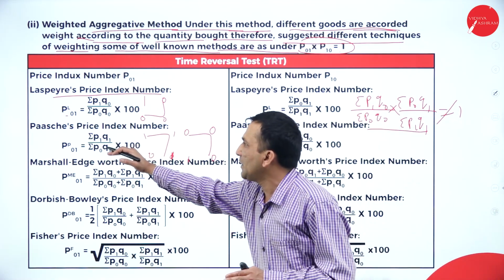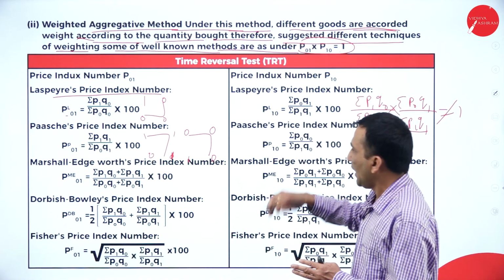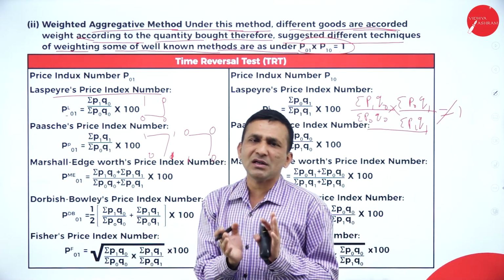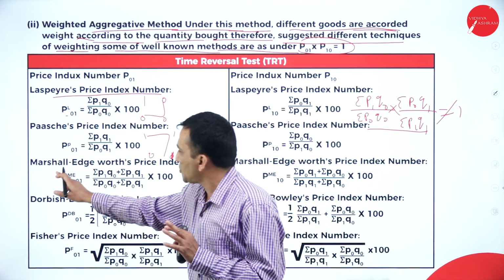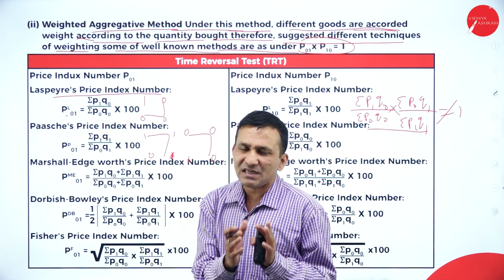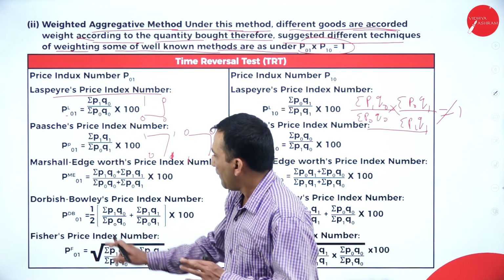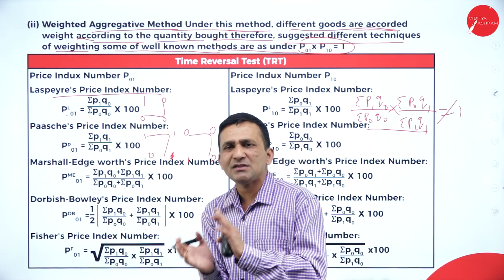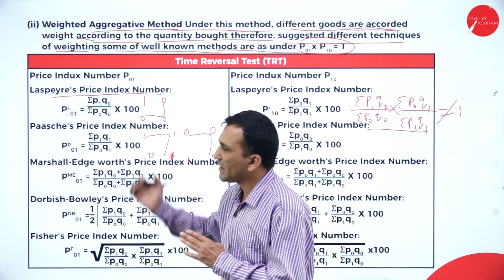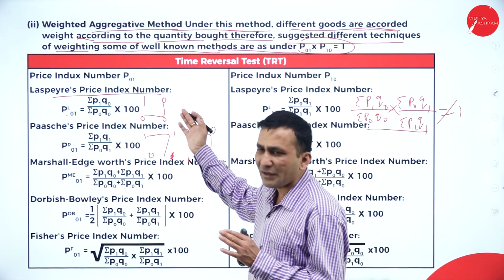So again you can try for Paasche also, same thing. And in case of Marshall-Edgeworth, the 100% it will be satisfied. So only Marshall-Edgeworth and Fisher's can satisfy time reversal. But in case of Fisher, he can satisfy time reversal as well as factor reversal. So first let me complete for price index time reversal.